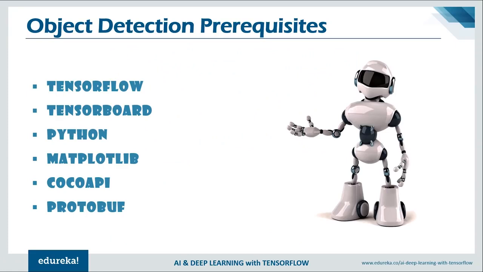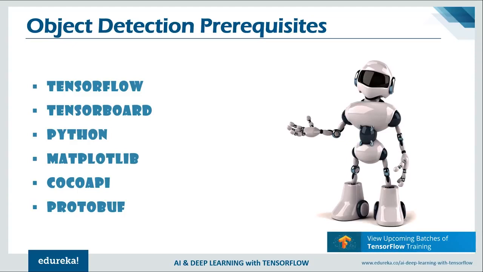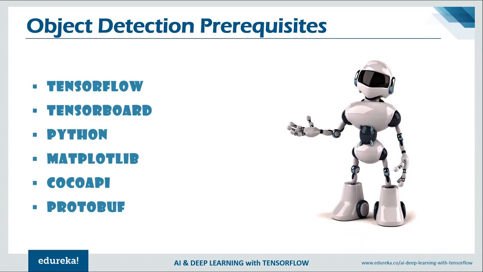Now, to begin with, you want to make sure that you have TensorFlow installed with all of its dependencies like TensorBoard, Python, Matplotlib, the Cocoa API, and protobuf. I'll explain what all steps are needed. For CPU TensorFlow, you can just do pip install tensorflow, but of course the GPU version of TensorFlow is much faster at processing, so it is ideal.